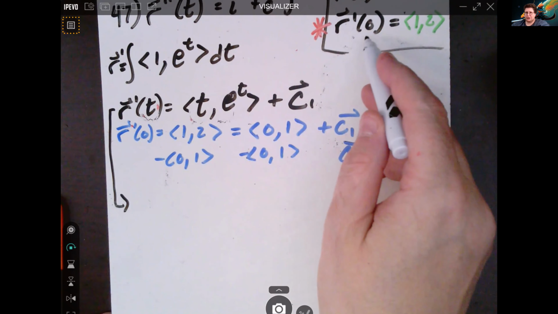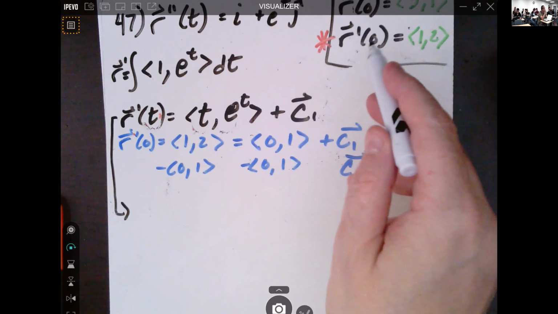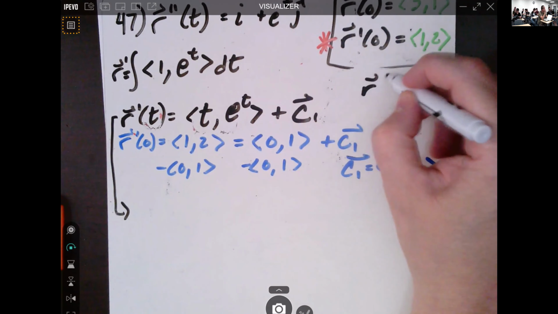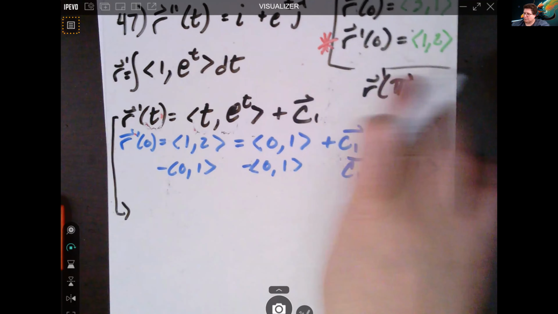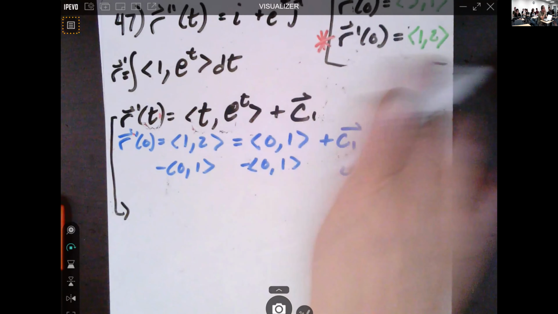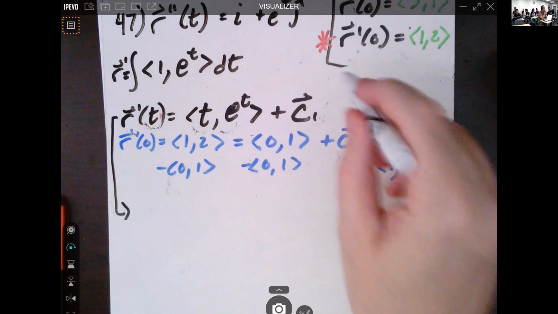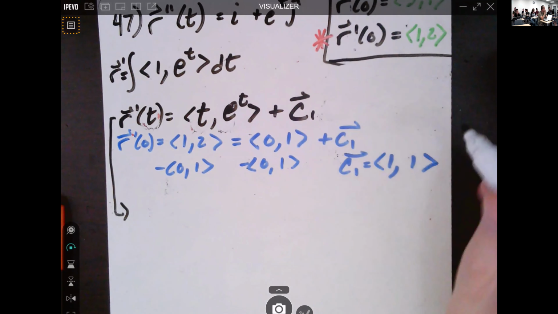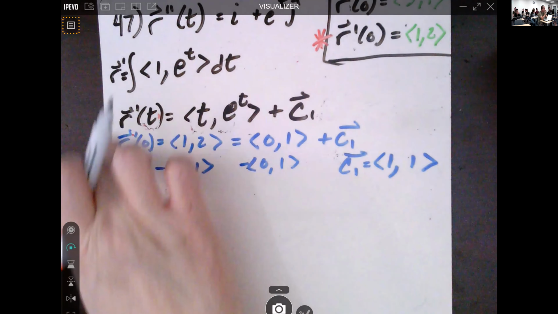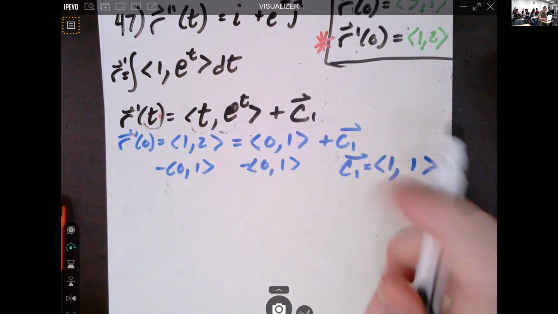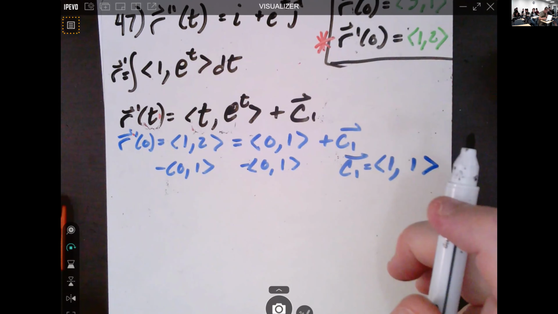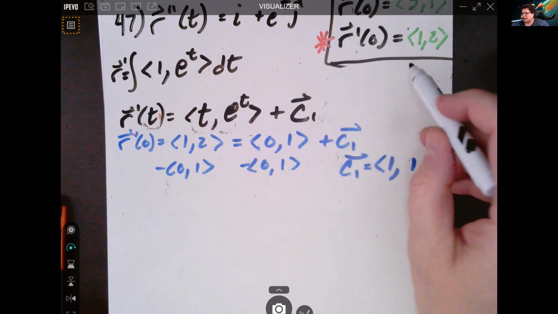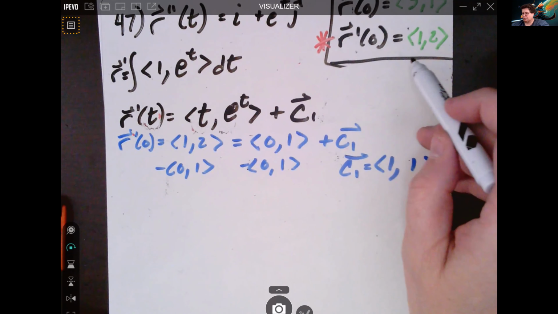Here it says 0. It could have easily said 1. It could be R prime of pi. That's not the problem. Conceptually, the initial condition is what you would get when you plug in that value.